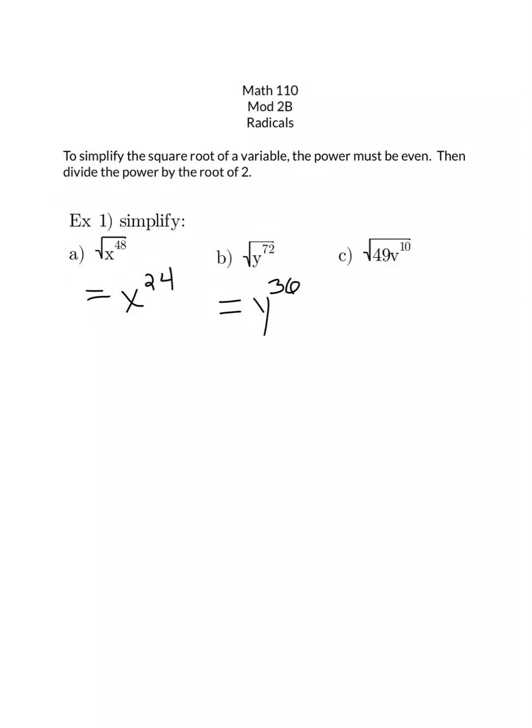Our third example has a number as well as a variable. Check that number. Is 49 a square? Yes, it is. Is our power even? Yes, it is. So the square root of 49 is 7, and take 10 divided by 2, you get v to the 5th.